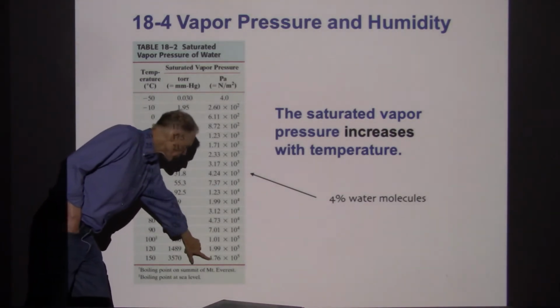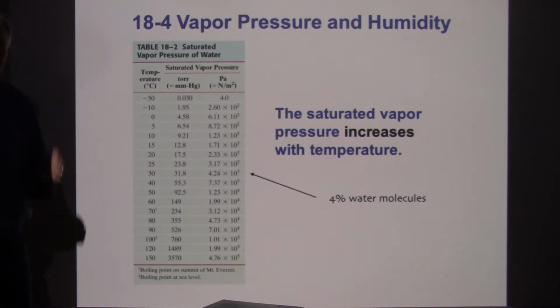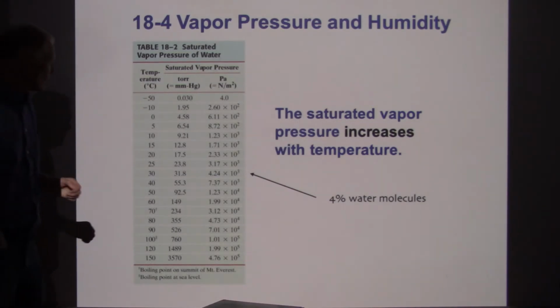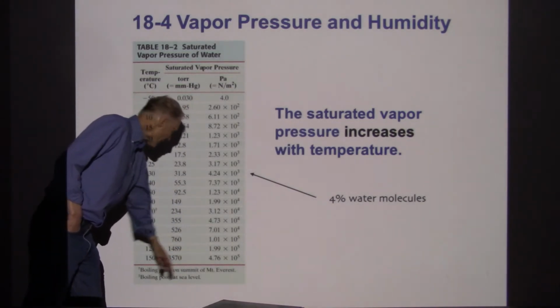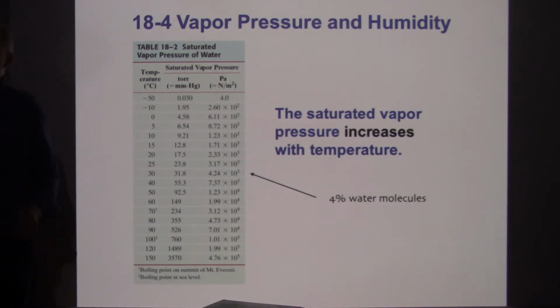If my pressure cooker goes up to 476,000 pascals, somewhere around 4.7 atmospheres, if I go up to 4.75 atmospheres, I can cook the food at 150 Celsius, and that will make it cook considerably faster.